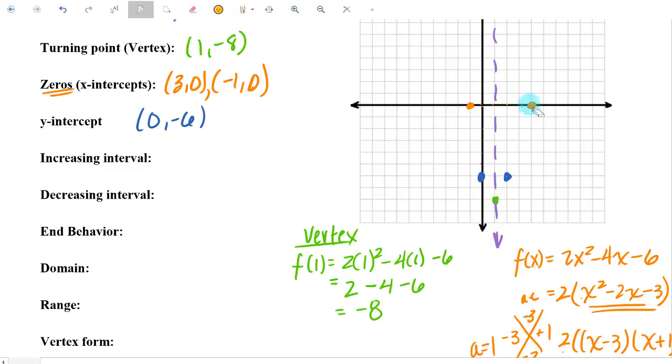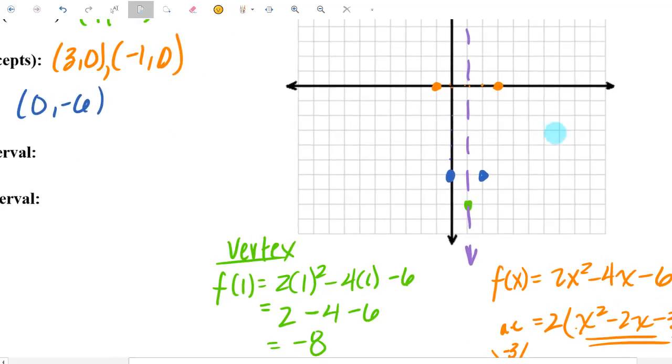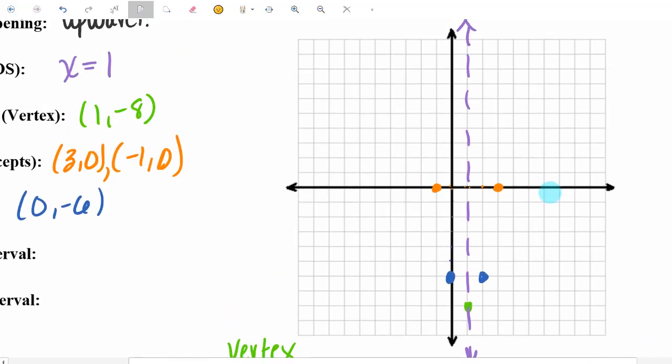Looks like I didn't count that one quite right. 1, 2, 3. Should be right there. 1, 2 away, 1, 2 away. And nicely, we have enough points to graph our parabola. Again, not V-shaped, so make sure that it's got a nice rounded bottom to it.